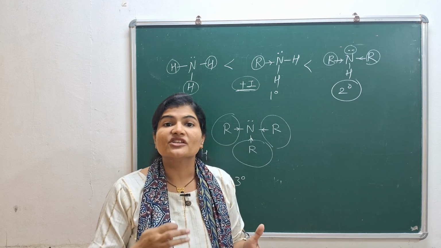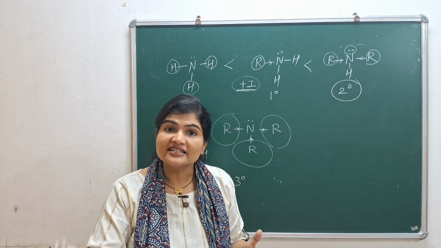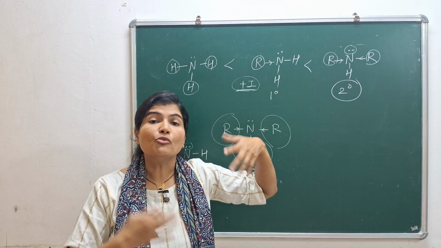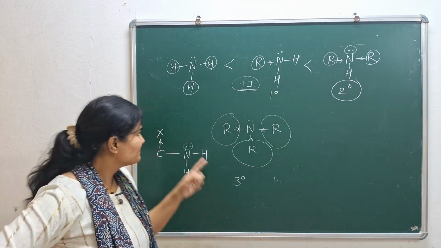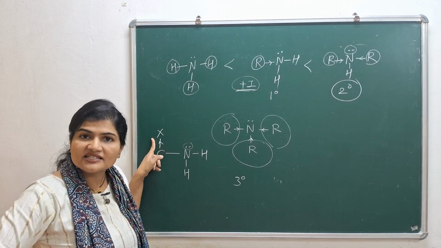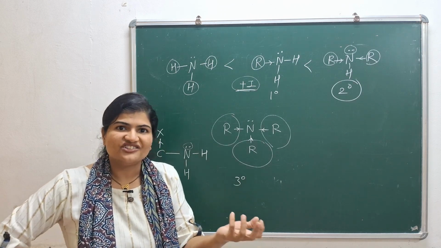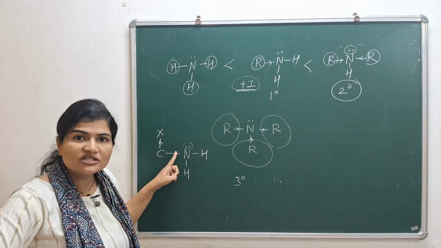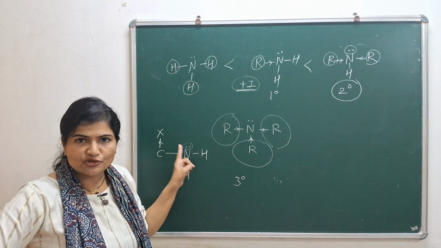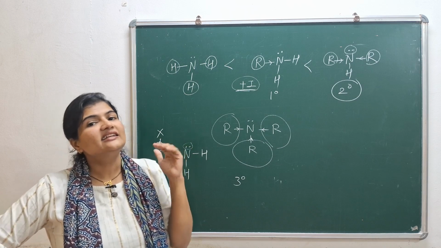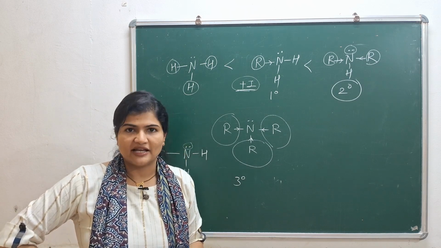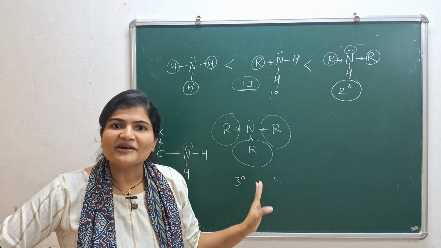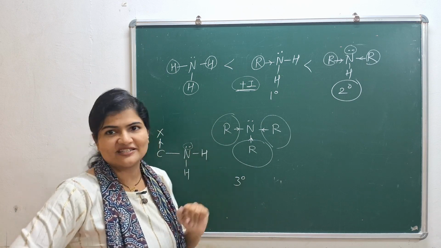So in general, what we have discussed is that plus I effect exerting groups like alkyl groups, which we call electron releasing groups, increase the basicity by making the lone pair of nitrogen more available for donation. But negative inductive effect exerting groups, which we call electron attracting groups, pull away the electrons from nitrogen, making the release of the electron pair difficult, and hence they decrease the basicity of amines. So this is all about the basicity of amines and the effect of substituents on it.